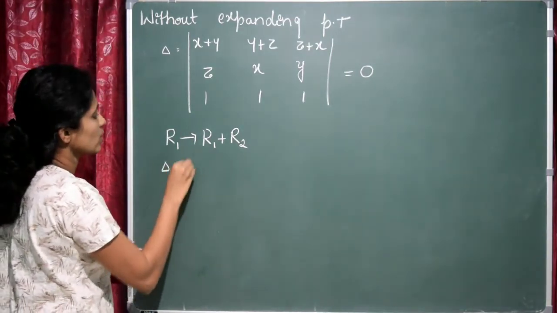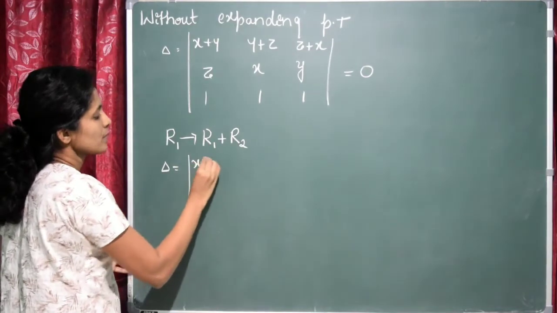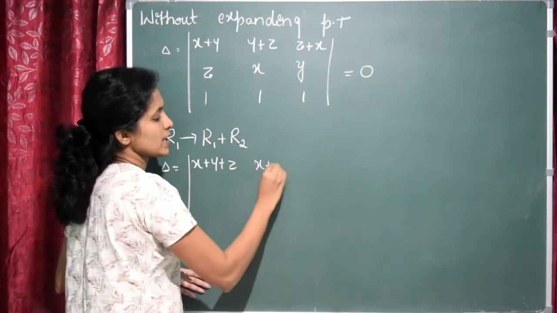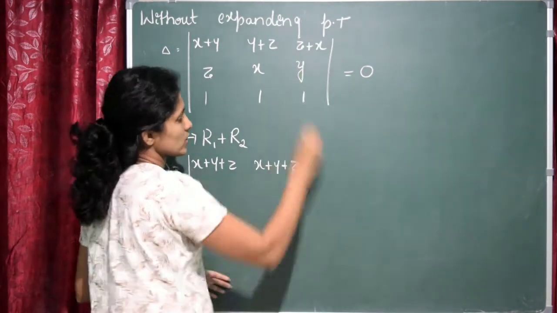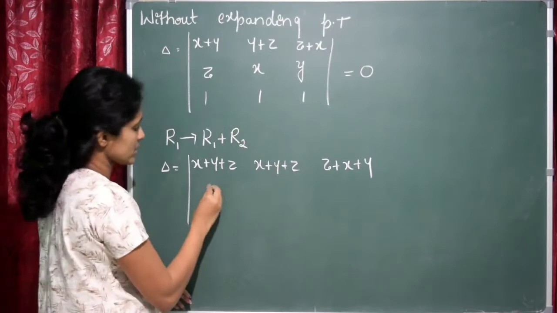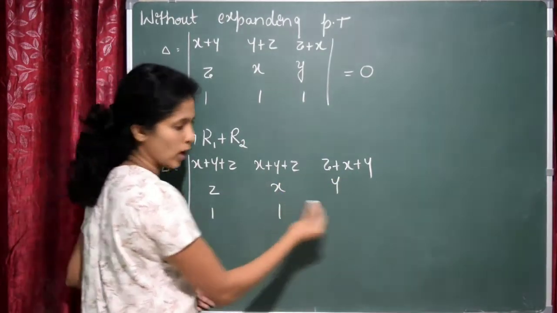So delta is equal to, I told you, R1 plus R2. So we are adding this one. So this is now x plus y plus z. So this is also x plus y plus z. So this is also z plus x plus y. And the remaining elements are as they are, z, x and y. So this is 1, 1 and 1.